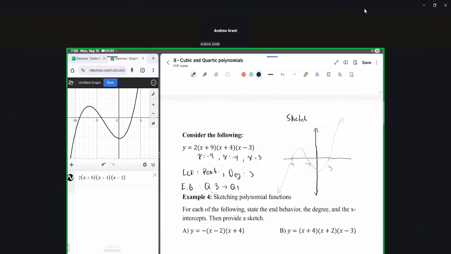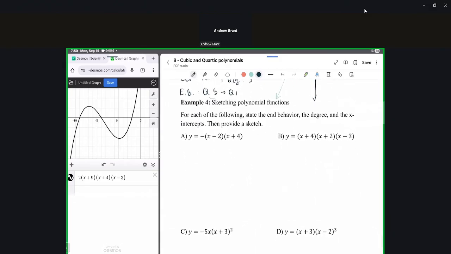Okay. So for example 4, for each of the following, we're going to state the end behavior, the degree, and the x-intercepts, and then afterwards do a sketch of what these things look like. So for A, this is a quadratic that we know and trust. And so we'll go with the degree first. So this is a degree 2. It's just a quadratic with two binomial factors multiplied together.